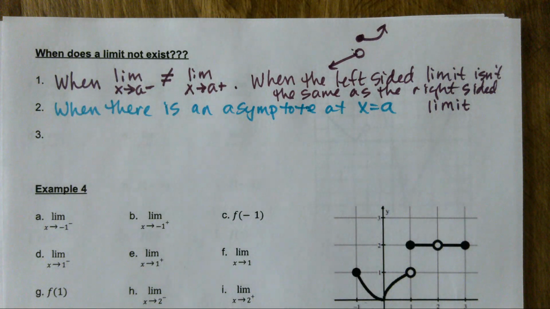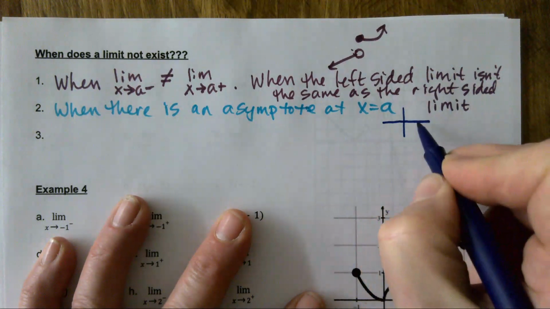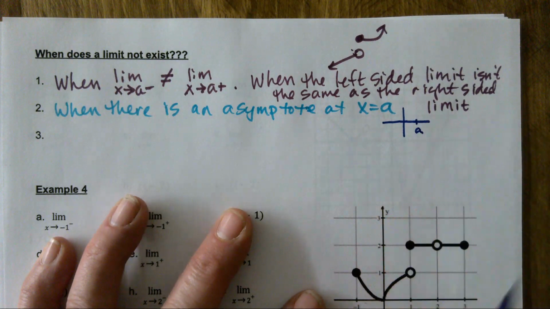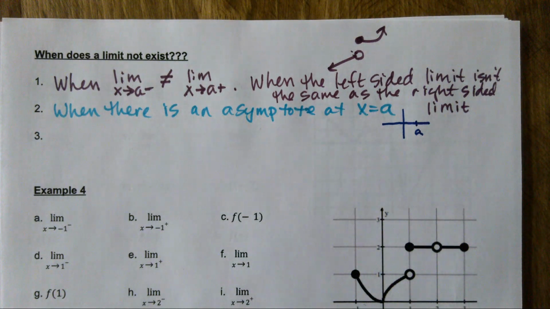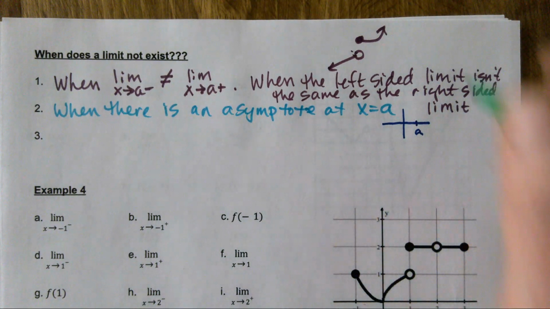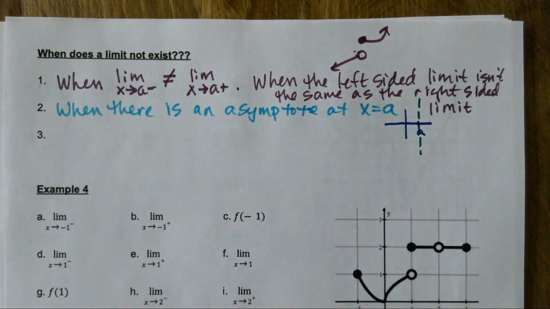When there's an asymptote at x equals a, that means that I have a graph that looks like this. Here's my graph. Here is my any value a. That's what I mean by that. And I have this imaginary line that cuts through. We've seen those before. My asymptote is blocking my graph from crossing that location.